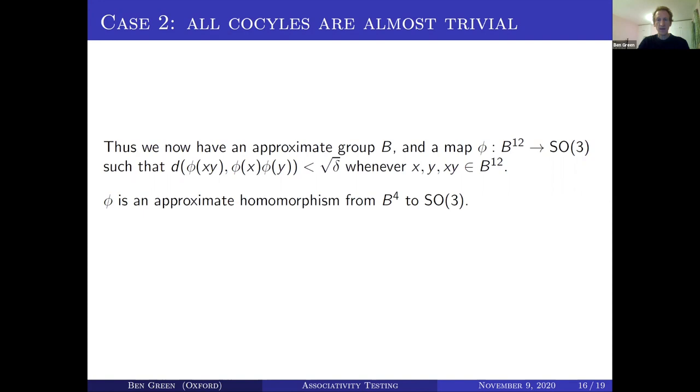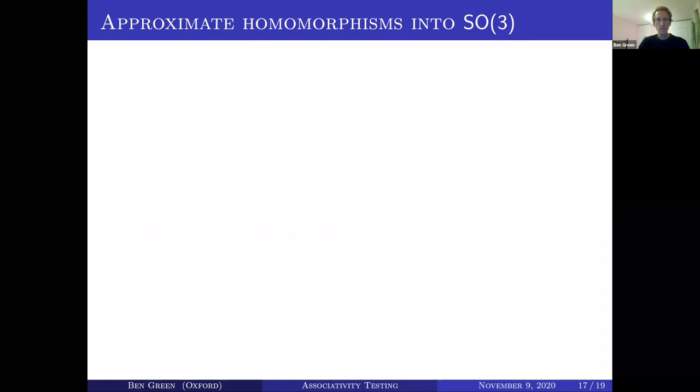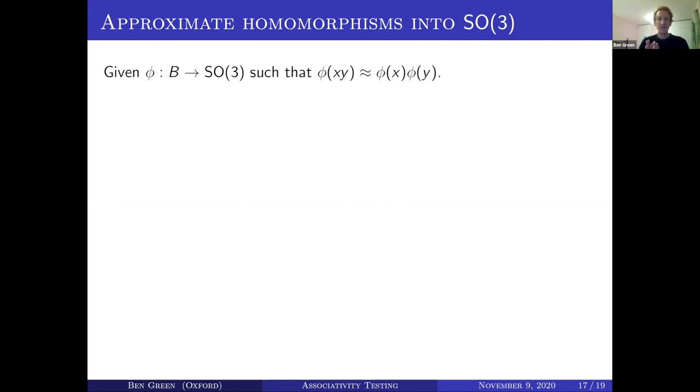And what I want to show is that any map phi with this property has thin image, and that will be my final contradiction. So now I'm going to talk in much rougher terms. I'm not going to carry any deltas around with me anymore. I'll just use this catch-all approximate notation. And I'm also going to stop pretending that I'm serious about the difference between B to the 4 and B to the 12. So I've just got an approximate group B, a map phi from B into SO3, and it's an almost homomorphism in the sense that phi of xy is roughly phi of x times phi of y, where roughly means up to square root delta, but let's not worry too much about that.